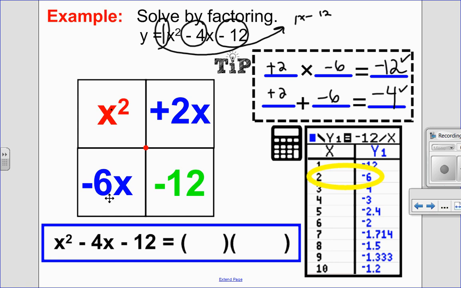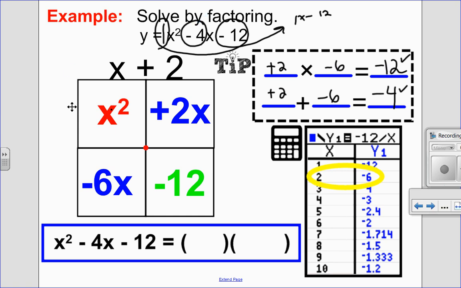So in this first column here, I have a greatest common factor of x. In this second column here, I have a greatest common factor of 2. In the first row here, I have a GCF of x. And in this row here, I have a GCF of 6. But remember, because it's negative, we take the negative out. So it's going to be x minus 6. And that does not appear to be working for me, so I'm just going to write it out.